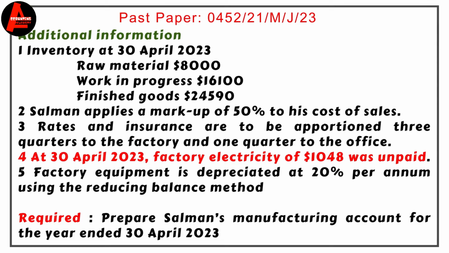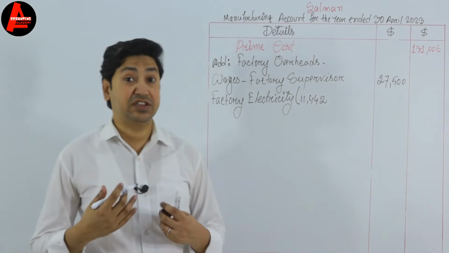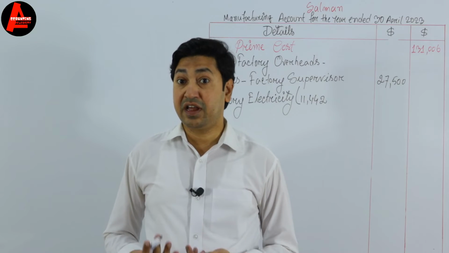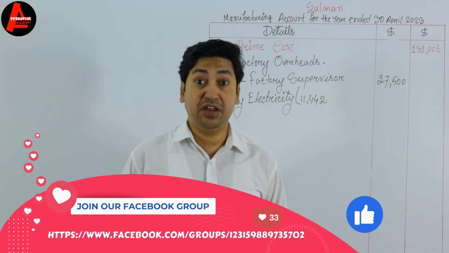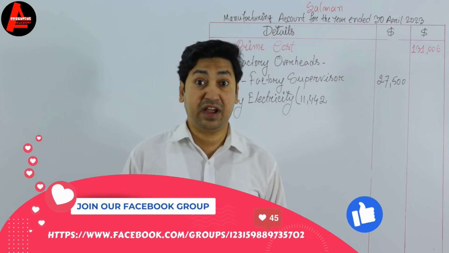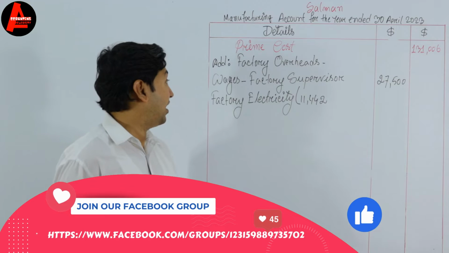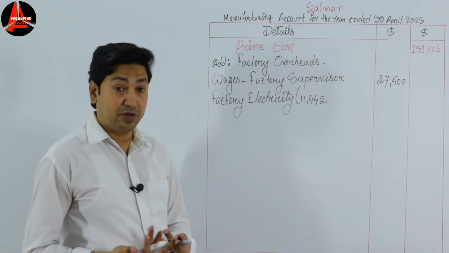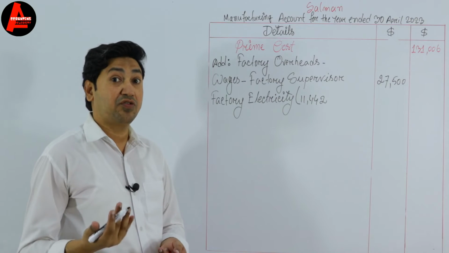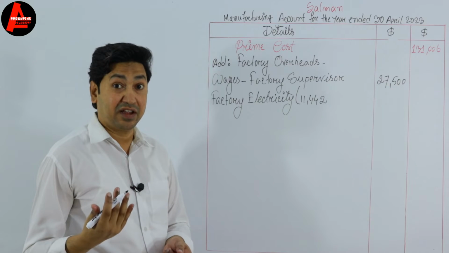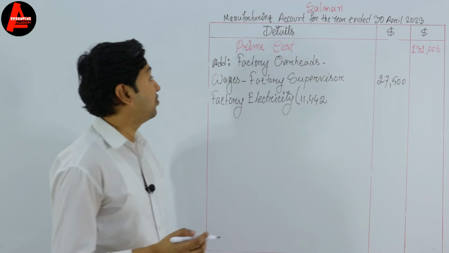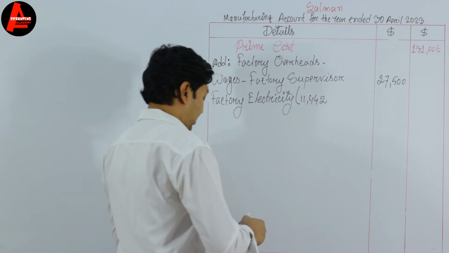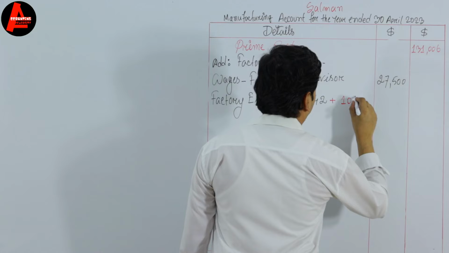So here we see at 30 April 2023, factory electricity of $1,048 was unpaid, okay? Unpaid means it is not yet paid. So unpaid, outstanding, due, accrued, arrears, owing, okay? If you see one of the 6 words, you will take this amount and you will directly add to the amount given on the question, okay? So this all means same, okay? So here it is written unpaid. Maybe another question it will be written accrued or outstanding or due, okay? Whatever. So we will add this amount here. So let us write here plus 1,048.